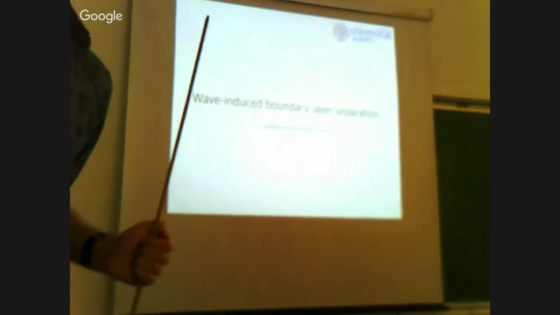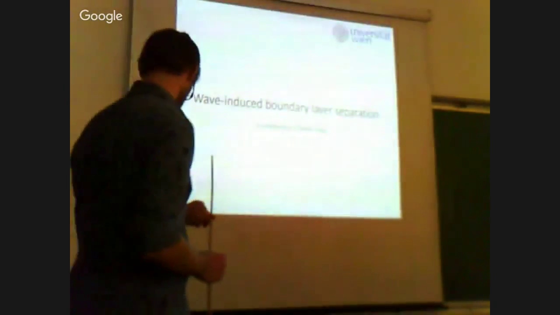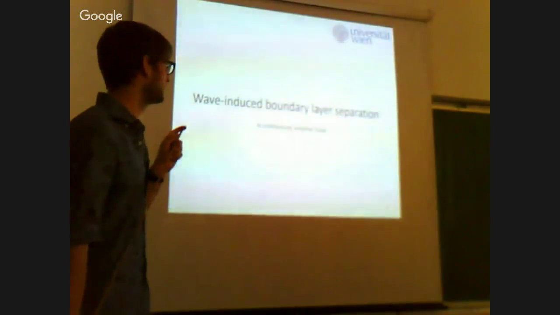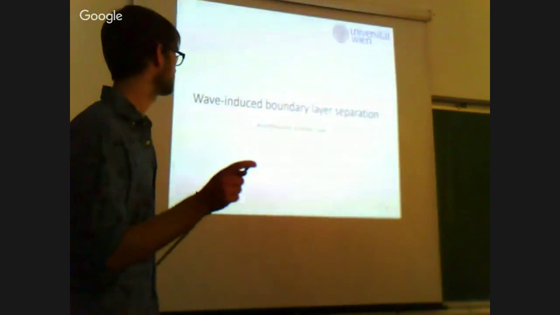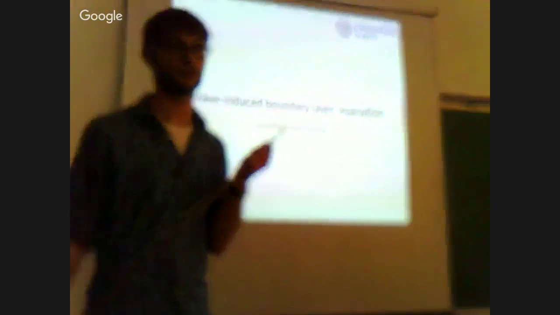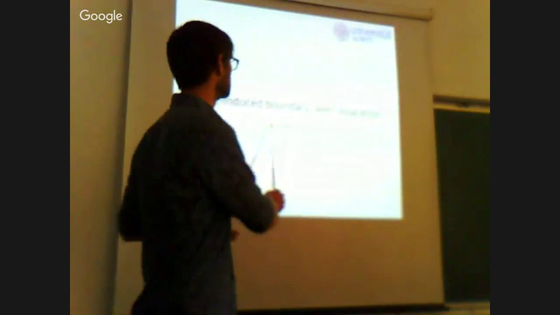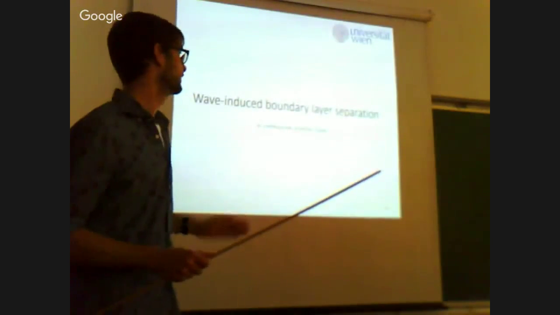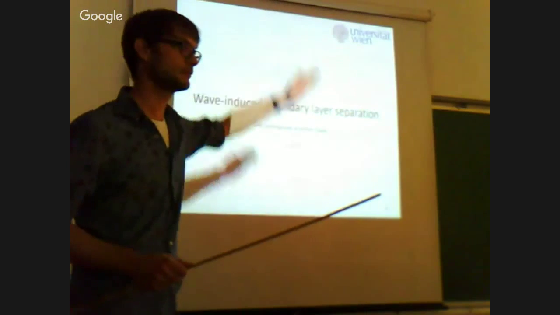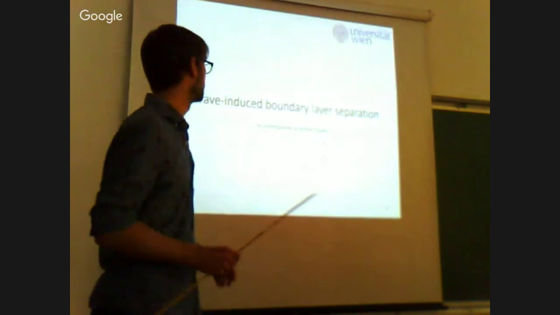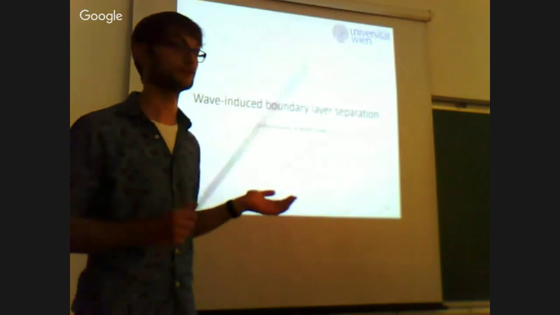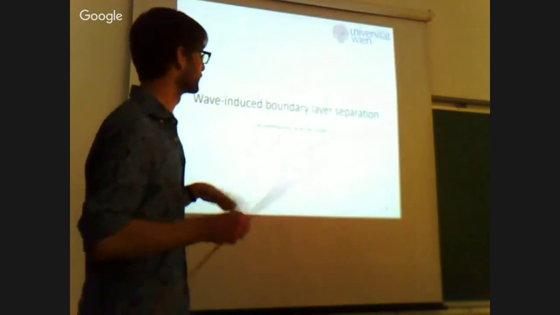And now I'd like to come to the last section of my talk, which is on wave-induced boundary layer separation. Now I'm using a different setup than before. So I'm considering only continuously stratified flows. So the simplest setup that you can think of: continuous stratification with a certain value of N, uniform wind speed, and a mountain.